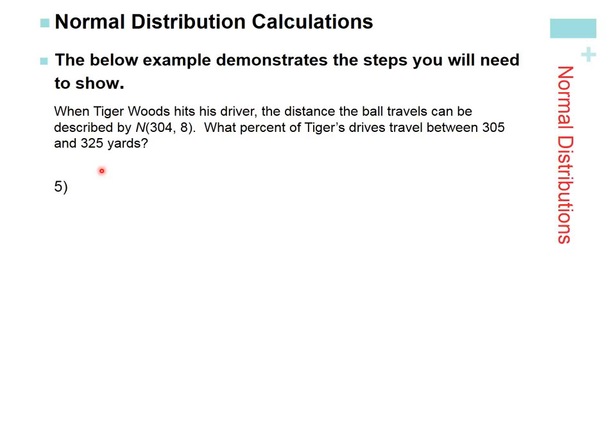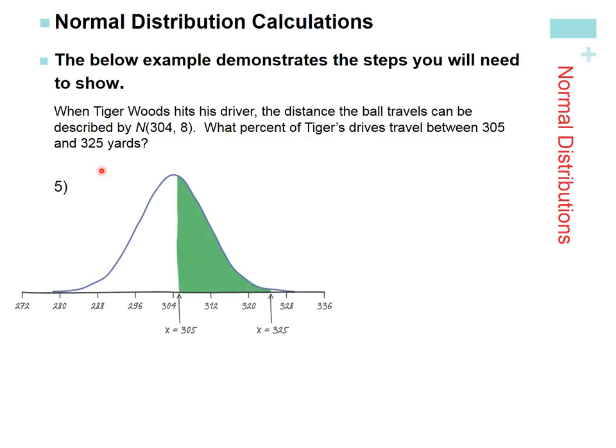Well, remember, the only thing our calculator and our table uses is z-scores. So the first thing you're going to do is draw your curve. Label the mean, use your standard deviations to label 3 above and 3 below, and shade your area. So our area is between 305 and 325. I have my first step done. I've drawn my curve, and I know what it looks like.